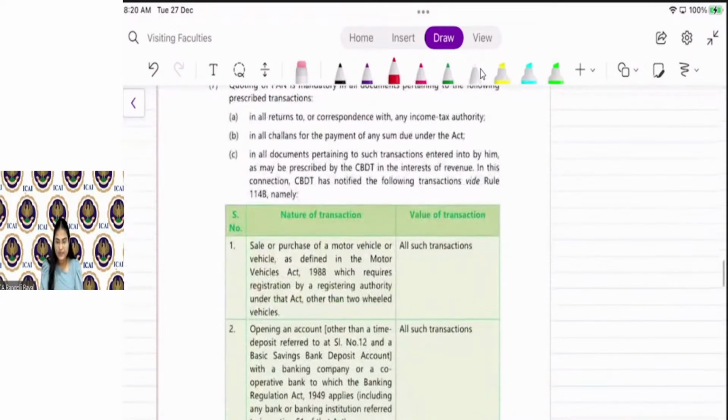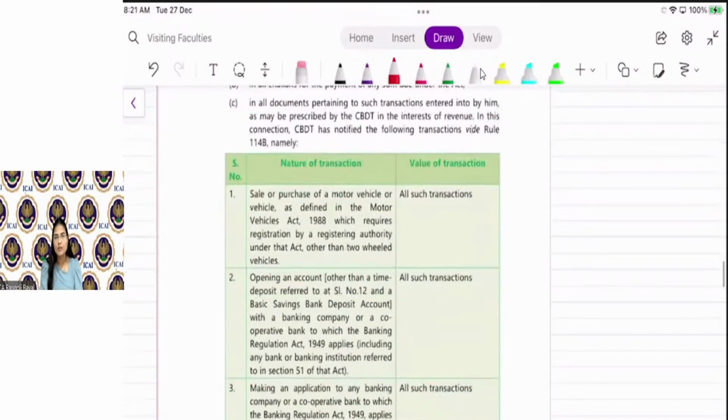So there are certain transactions given for which you have to mention your PAN. So first is sale or purchase of motor vehicle or vehicle as defined in Motor Vehicle Act 1988, which requires registration by registering authority under the Act, other than two-wheel vehicles.